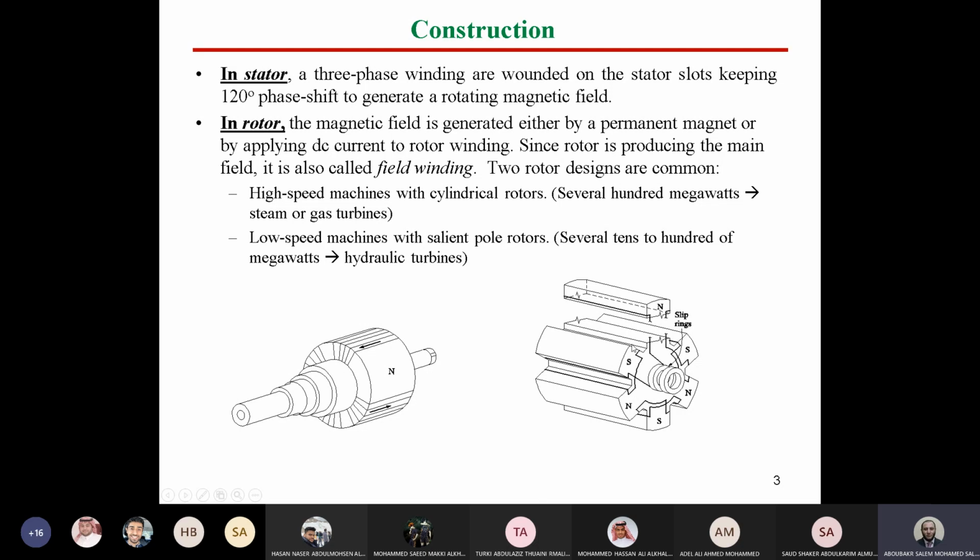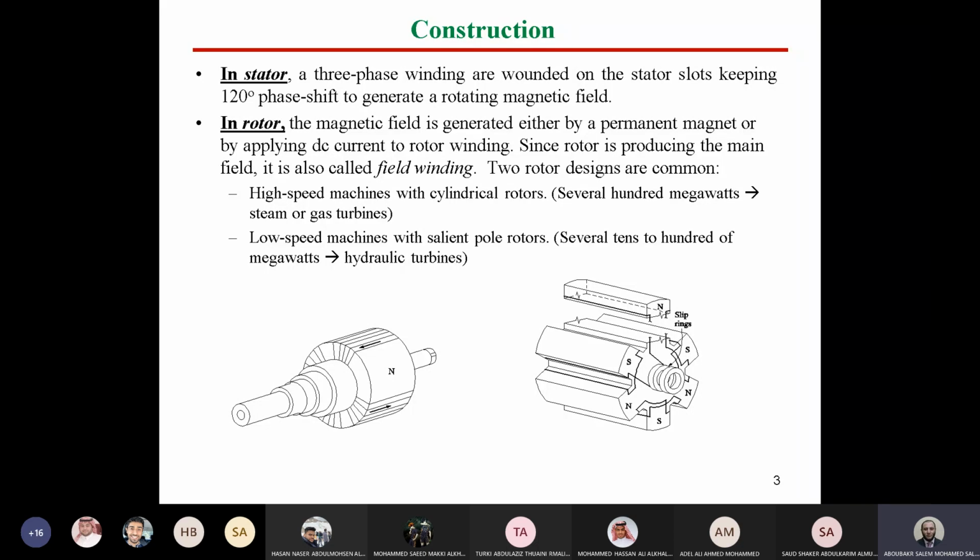This type of machine is preferred for use with low speeds, several tens or hundreds of megawatt hydraulic turbines. This is the main application for salient pole machines. Is there any question regarding this part? Is it clear? Doctor, please.